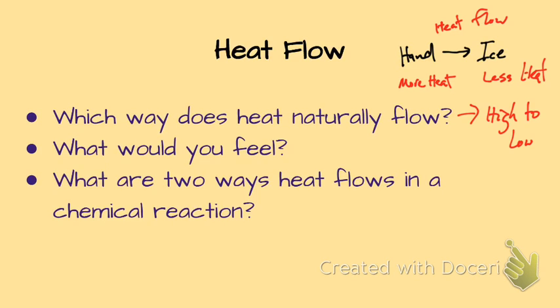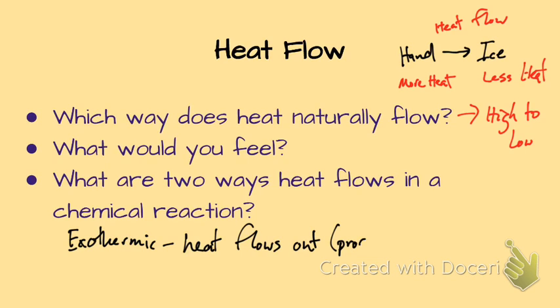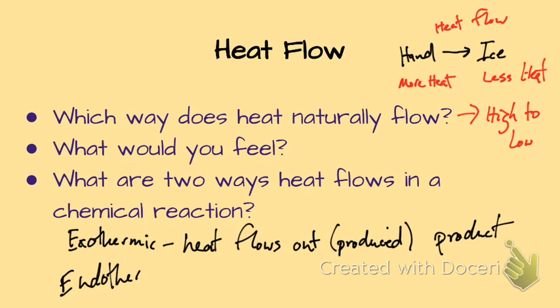What are the two ways heat flows in chemical reactions? Well, it can either be exothermic. Exothermic is when heat is produced, so it flows out. Since it's produced, we put heat on the product side. And then endothermic, where heat flows in. This is where heat goes in, and so that's on the reactant side.